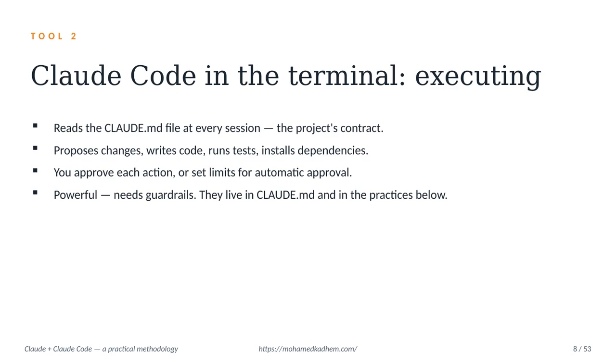Claude Code is the agent that actually modifies your project. At startup, it reads a file called CLAUDE.md at the root of your repository. We will come back to this file. It is central. It proposes changes, writes code, runs tests, installs dependencies. You approve each action, or you configure it to proceed automatically within limits you set. Claude Code is powerful, and for that reason, it needs guardrails.